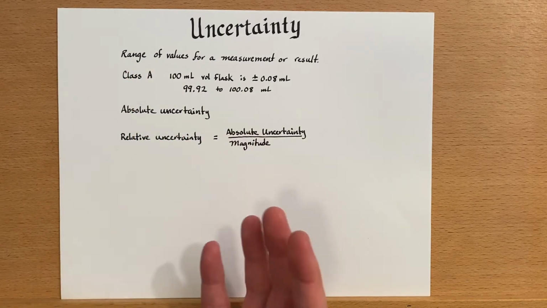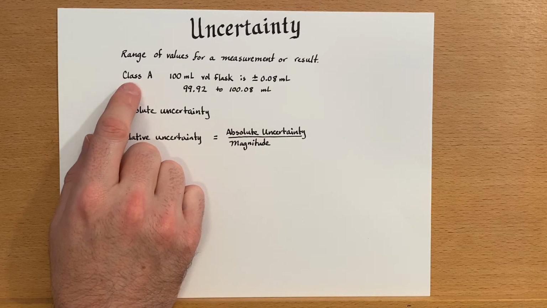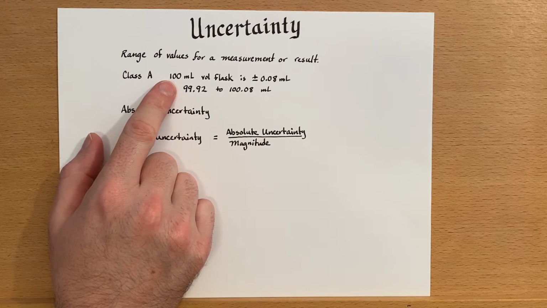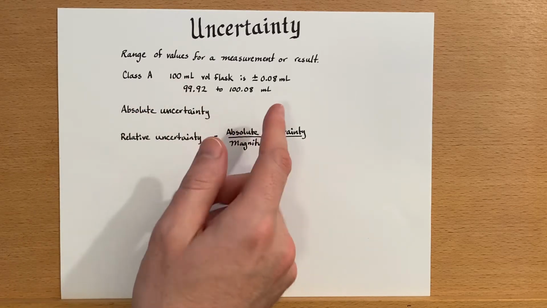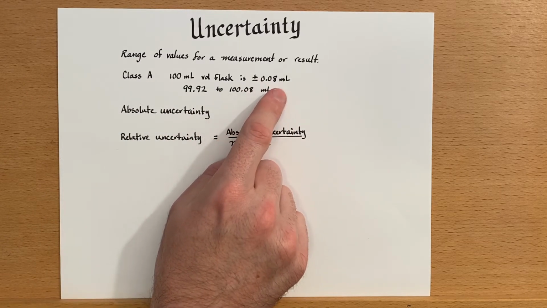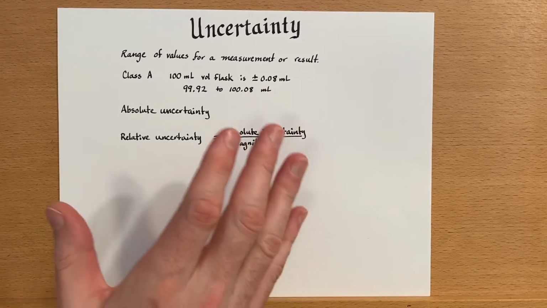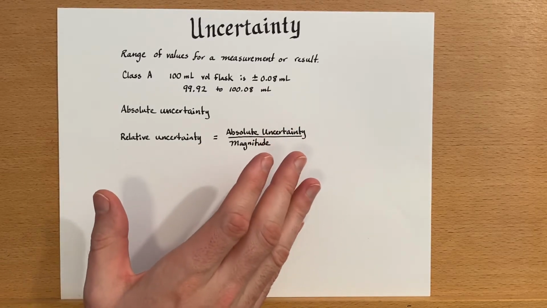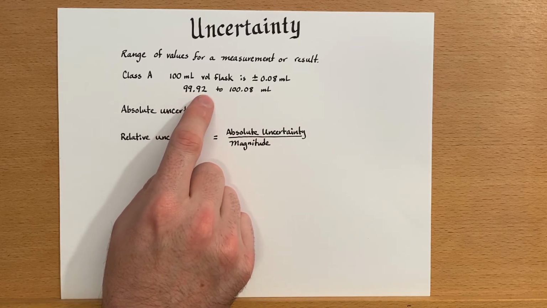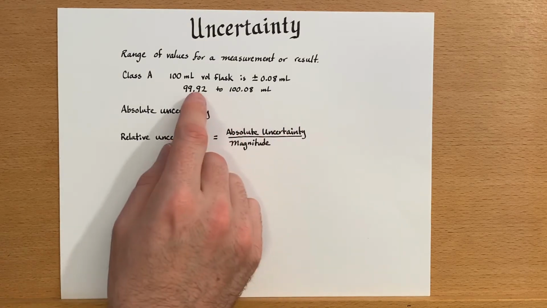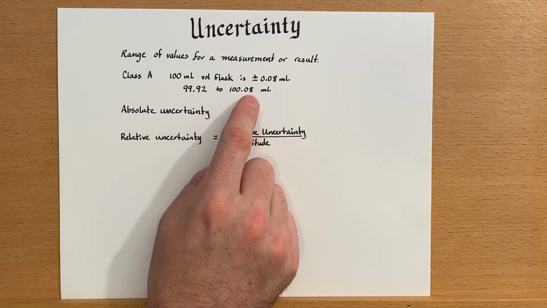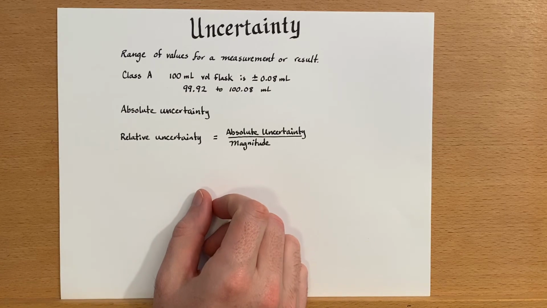So, for example, if we chose a Class A volumetric flask that is 100 milliliters, the standard uncertainty for it to qualify for Class A is to have it plus or minus 0.08 milliliters. And that is to say, without calibration, this flask is supposed to contain somewhere between 99.92 milliliters, which is 100 minus 0.08, or up to 100.08, which is just the plus version of that.